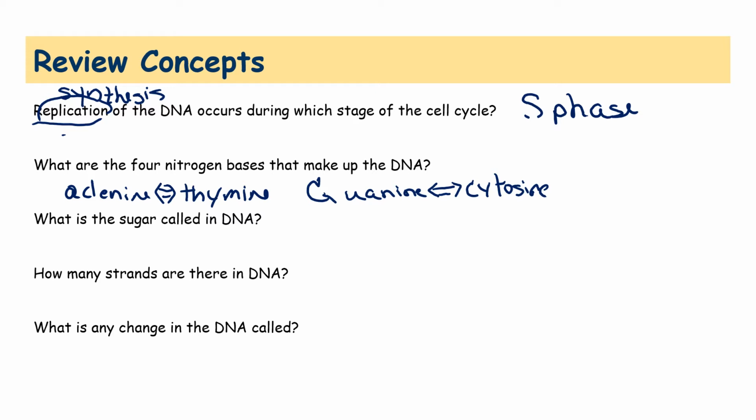What is the sugar in DNA called? It's where the D comes from in DNA. And it is deoxyribose. So that D right there. How many strands are there in DNA? DNA is a double strand, so there are two.